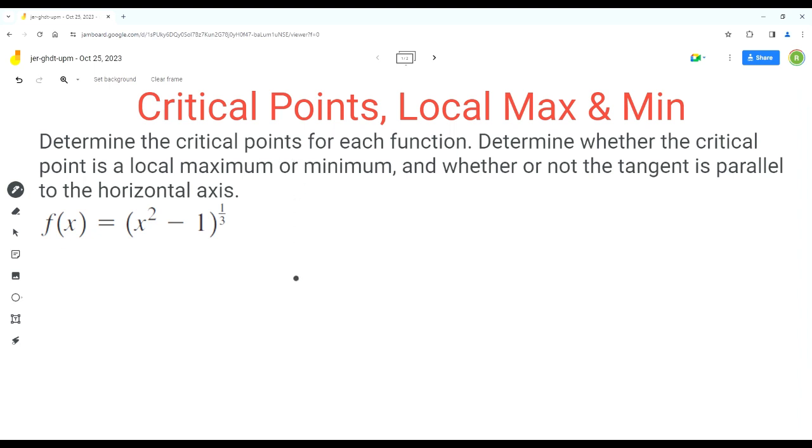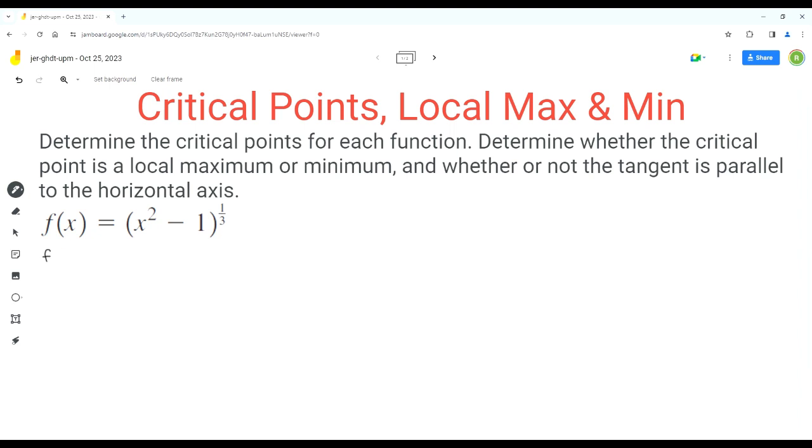Now, critical points are points where the derivative of a function is either equal to 0 or is undefined. So we have to find the x values in this case that will make the derivative of this function equal to 0 or undefined. So the first step is to find the derivative of this function. For that, we'll have to use the chain rule.